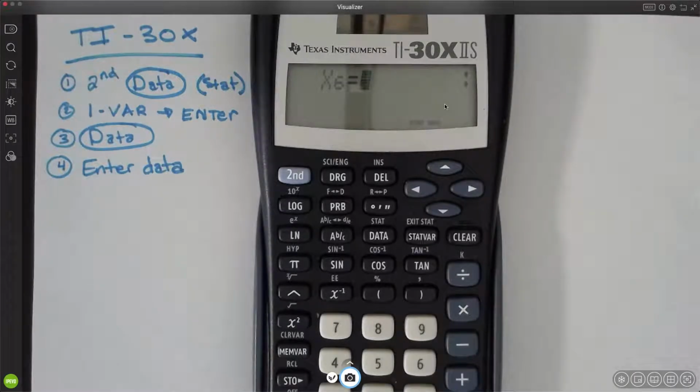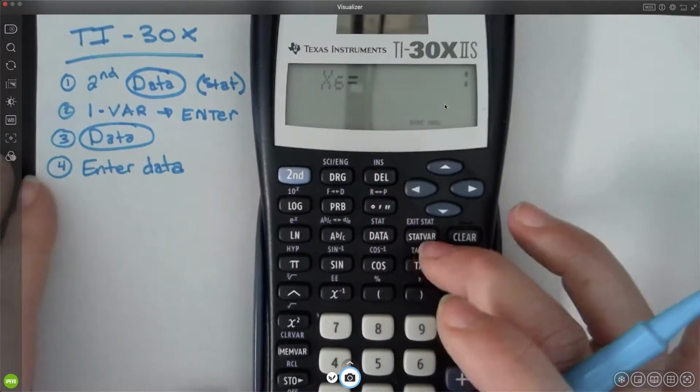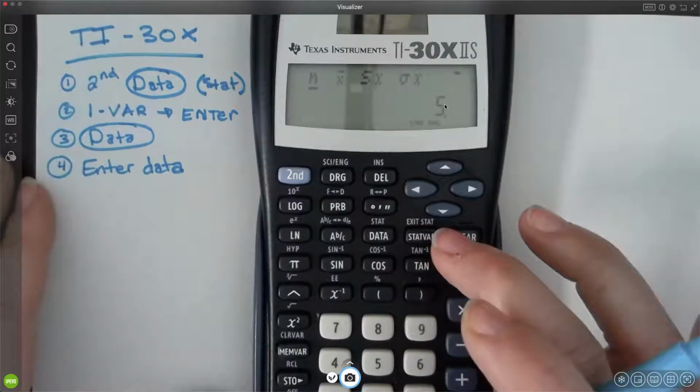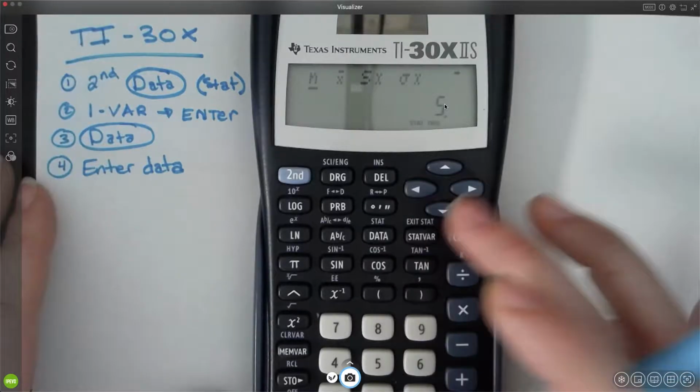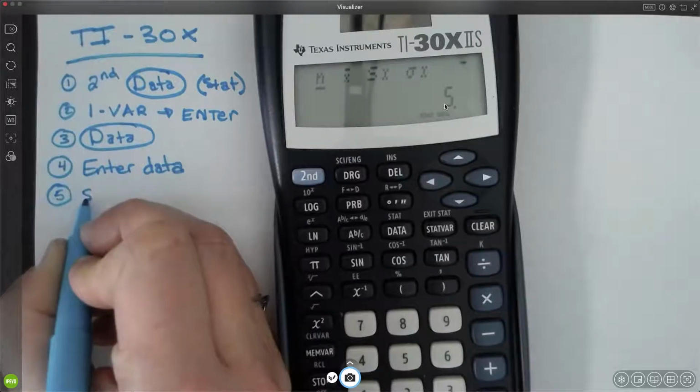Are you ready for the magic to happen? Next thing you want to do is just hit this button that says stat var. Do you see that? Enter. Hit stat var. There it is. So, you guys have the least number of steps of all. You hit the stat var button.